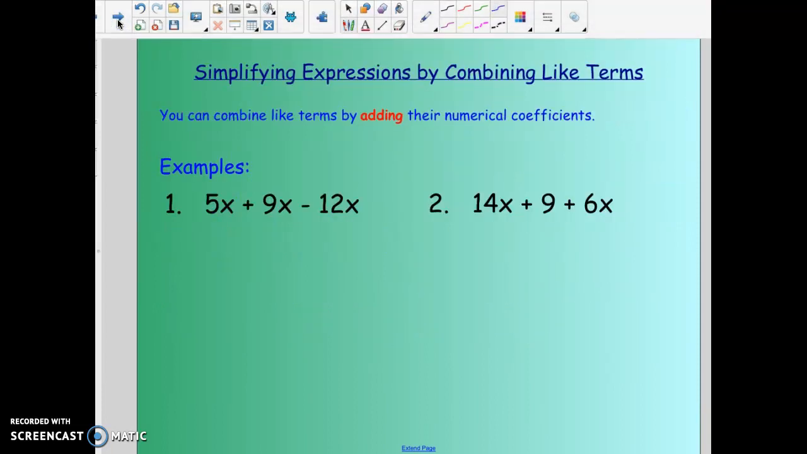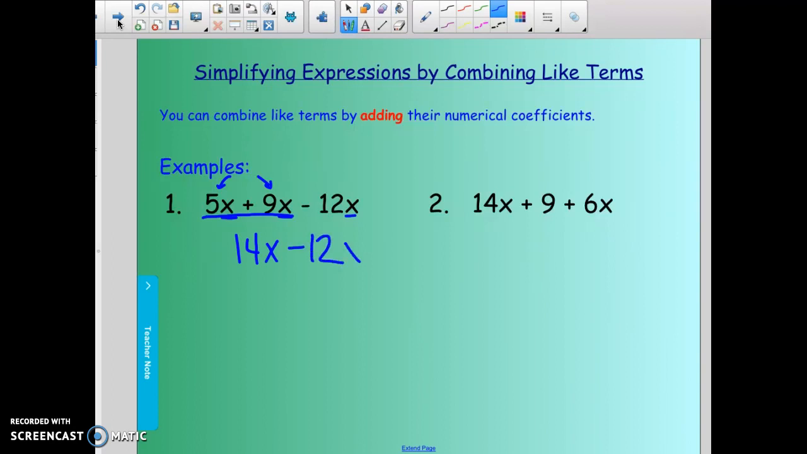So, let's actually practice this. We can only add or subtract what they have in common. If they have all x's, then we can put them all together. So 5x plus 9x, we add the coefficients. So that's 14x. And then we say, okay, can I subtract these? Well, they both have x's, so yes, I can. 14x minus 2x, 12x is 2x. On number 2, 14x and 6x are alike.